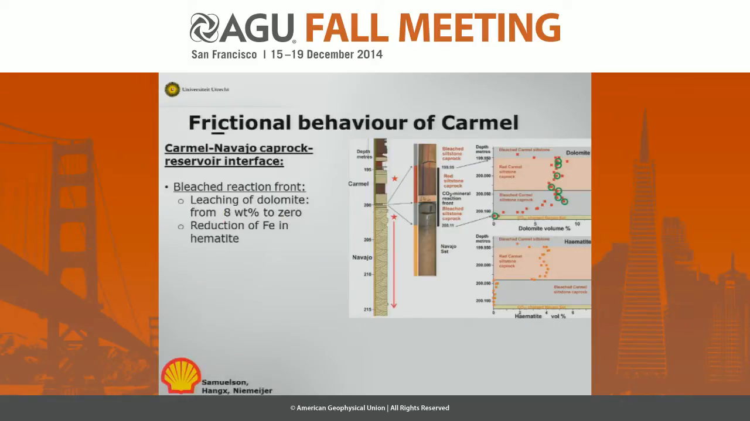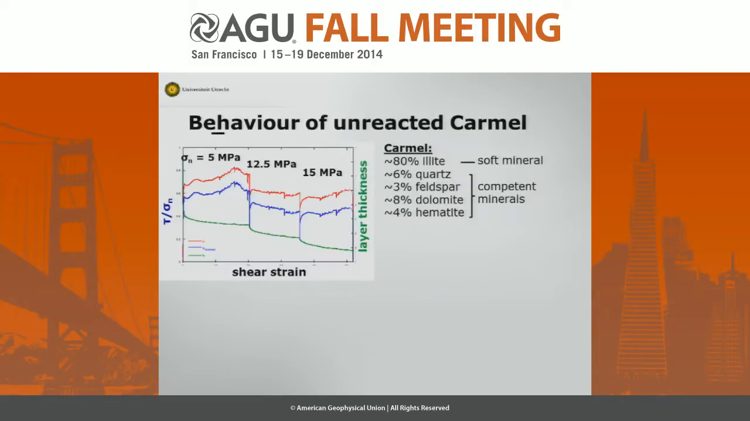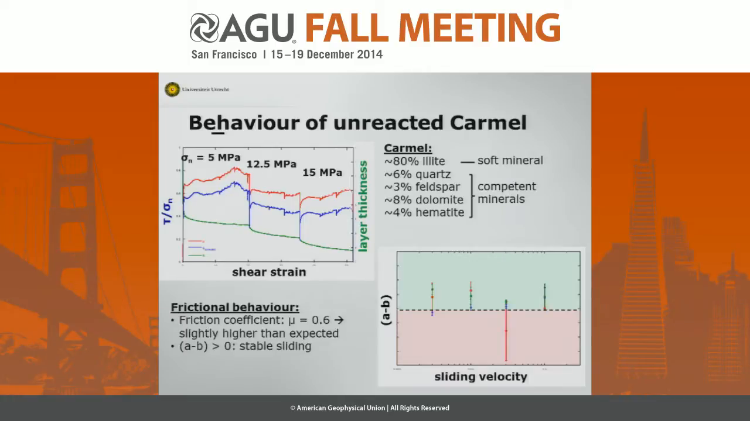Now, we did some shear experiments on that as well. I'm going to go over it really quickly because I only have 1 minute. This is the results for unreacted caprock there. So we've got a friction coefficient of about 0.6, which is quite high for something that contains about 80% of clays. A minus B values are all positive, so stable sliding, that's good.